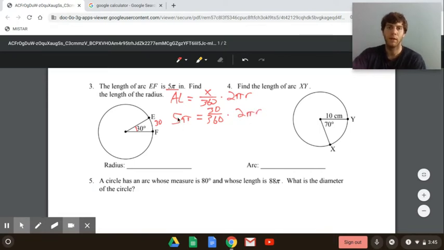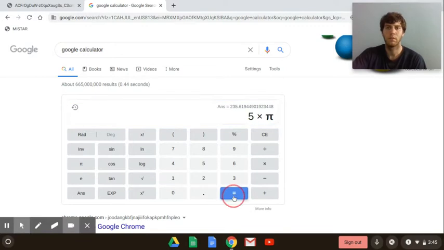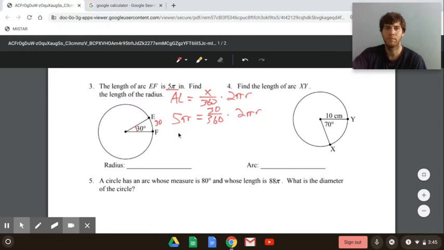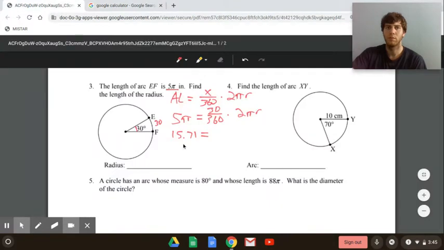So 5 pi, right? So we can do 5 times pi for the left side, and that's going to give us 15.71. On this side, we're going to do 30 divided by 360, and then we can multiply by 2 pi to simplify it. So 30 divided by 360 times 2 times pi. All right, it's going to be 0.52.